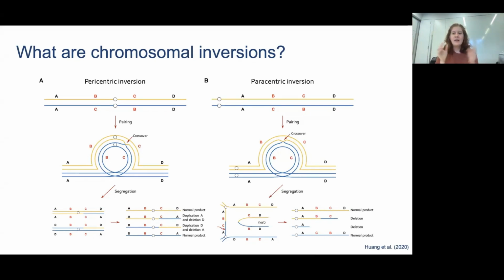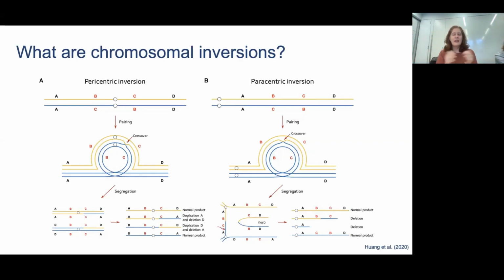But the key point is, if there is a crossing over event within the inversion, it results in unbalanced gametes, which likely die. So individuals that survive are those that don't have crossing over within the inversion. Effectively, in inversion heterozygotes, recombination is drastically reduced in the inversion segment. There still can be a little bit of recombination within the inversion segment due to double crossovers, but that's not outlined here.